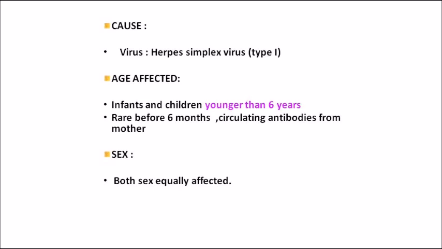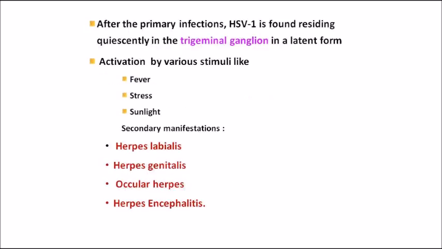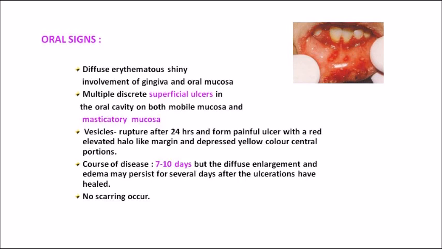Why is it rare before 6 months? Because there is protection from the circulating antibodies from the mother. There is no sex predilection. Both sexes are equally affected. After the primary infection by herpes simplex virus 1, it resides in the trigeminal ganglion in a latent or inactive form. Then this will be reactivated by various stimuli like any fever to the patient, any stress or exposure to sunlight. By this time there will be secondary manifestations and diseases may occur like herpes labialis when it affects the lips, herpes genitalis when it affects the genitals, ocular herpes of the eyes, and herpes encephalitis when it affects the brain. Let's look into the oral signs.